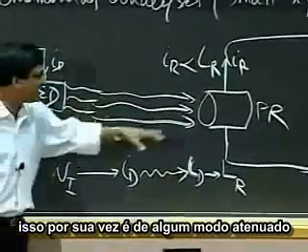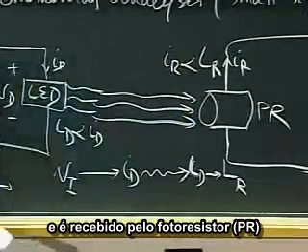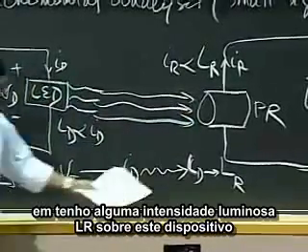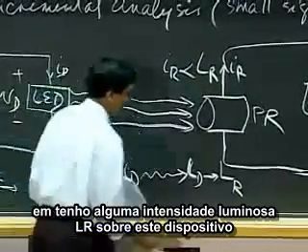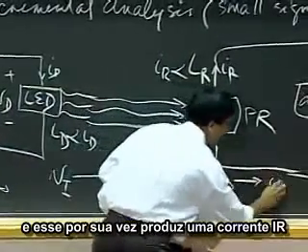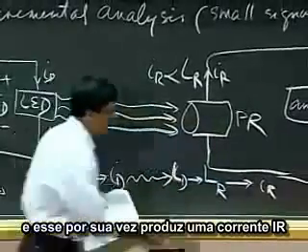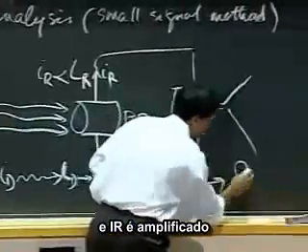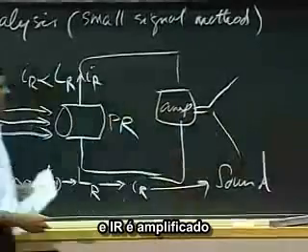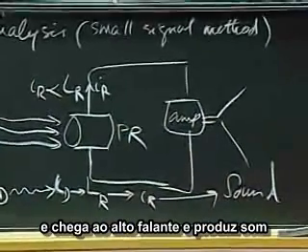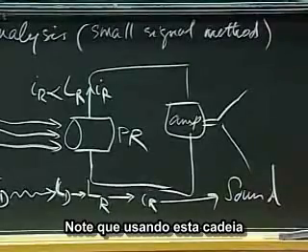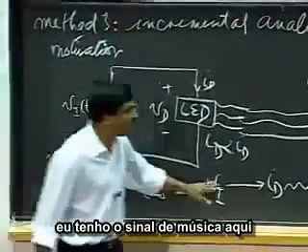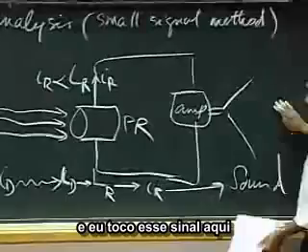gets attenuated somewhat and is received at the photoresistor, and I get some intensity LR impinging on that device there, and that in turn produces a current IR, and then IR is amplified and goes through a speaker and so on and produces sound. So notice that using this chain, I've taken the music signal here and I'm playing it here.